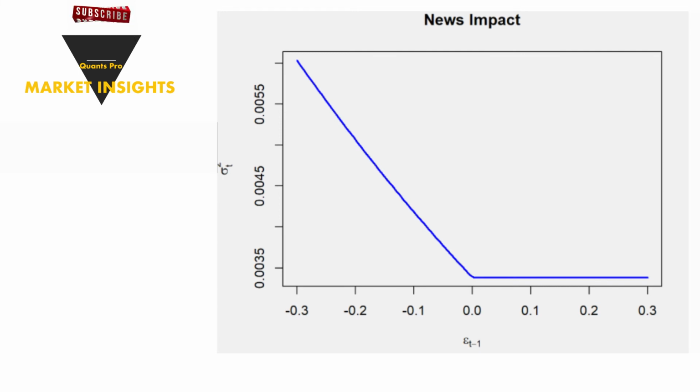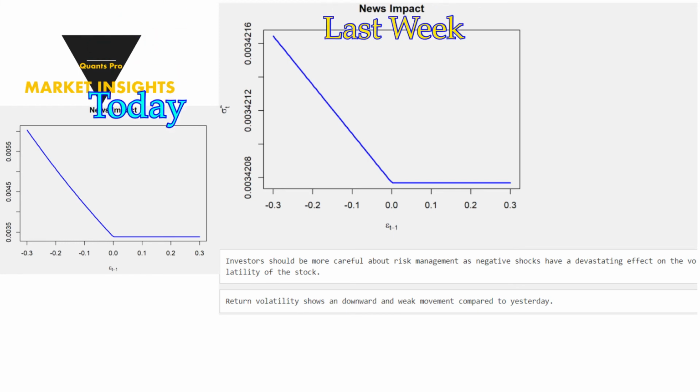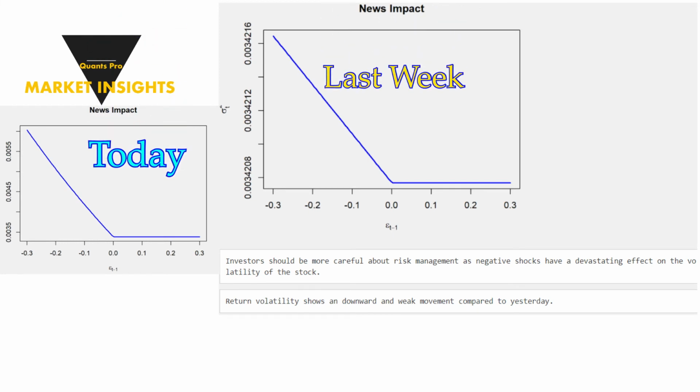The news impact graph for the stock is given in the chart below. When this chart is carefully examined, the effect of negative news on volatility is stronger. For comparison, let's examine the current state of the news effect versus last week. A careful examination of the two charts reveals that the news impact for the stock has changed from last week's. The effect of negative shocks on stock volatility is high.